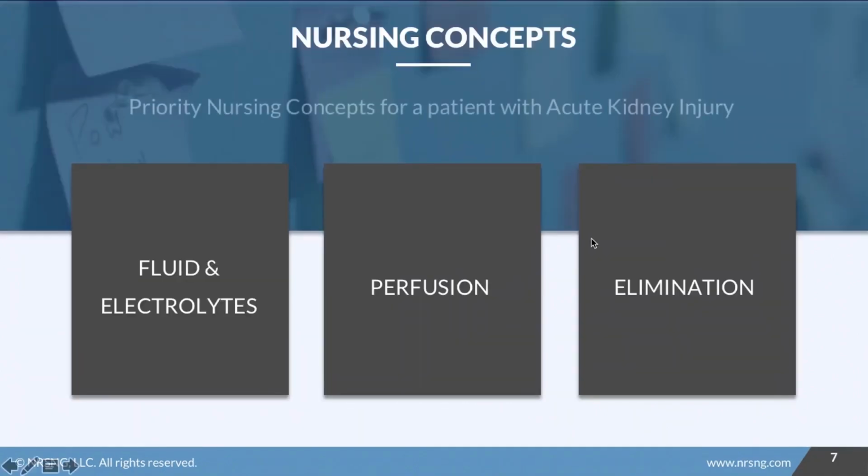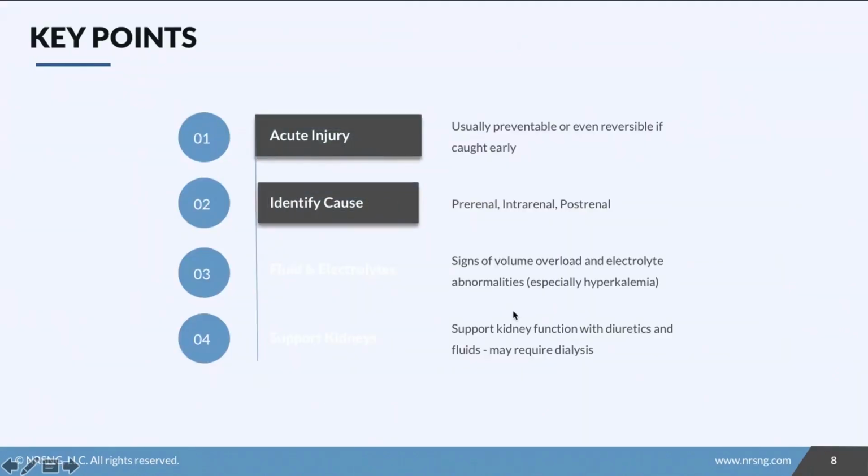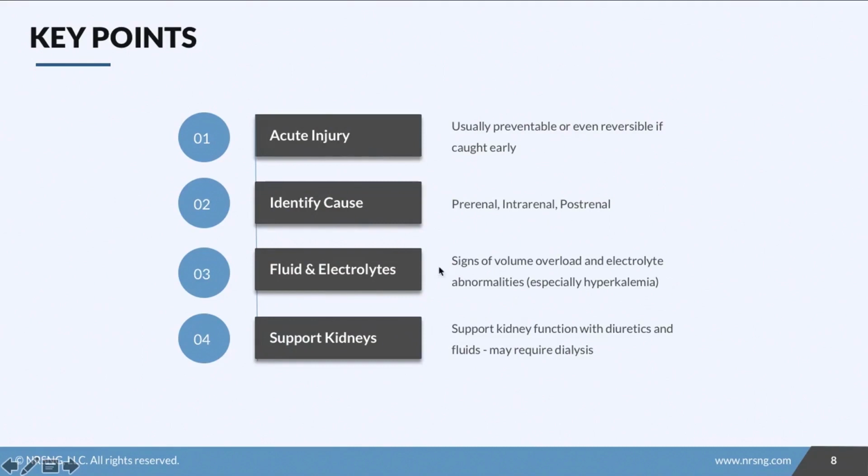So our priority nursing concepts for acute kidney injury are going to be fluid and electrolytes, elimination, and perfusion, because we want to make sure that their kidneys are getting the blood flow that they need. Now, make sure you check out the care plan and all the other resources attached to this lesson to help you understand what we're doing for these patients.